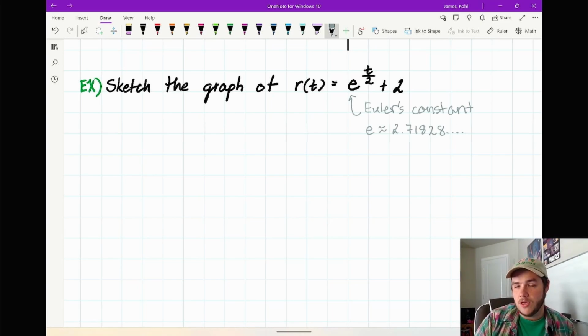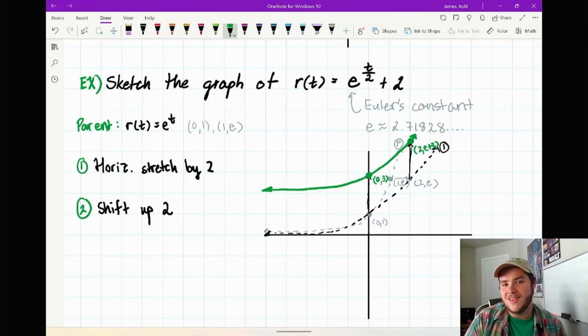See if you can pause the video here and sketch the graph using transformations. This is the graph that I found. Feel free to pause the video here to take a look over my work.